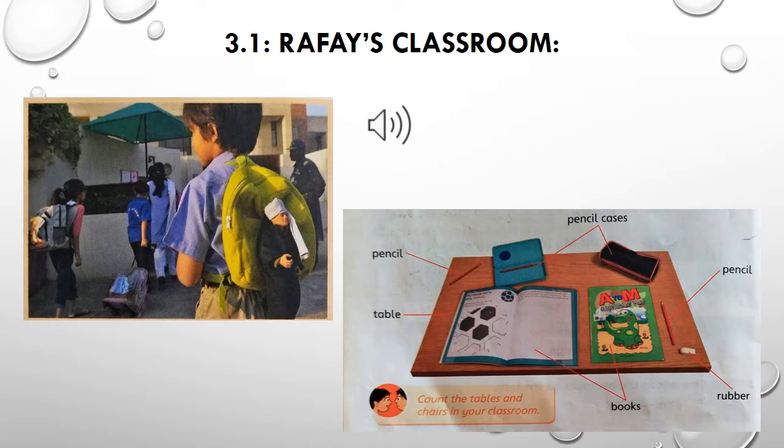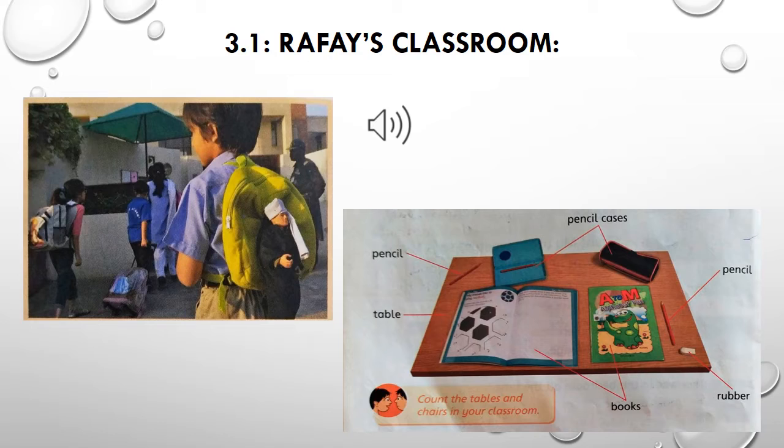Hello students, today we are going to do our new chapter, unit number 3, at school. This lesson is about Rafe and his school, his class, all of his stationery and all of his school mates. Now, lesson number 1 is 2.1 Roughface Classroom. This lesson is about Roughface Classroom.